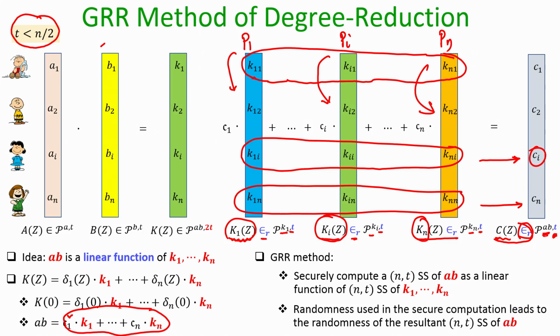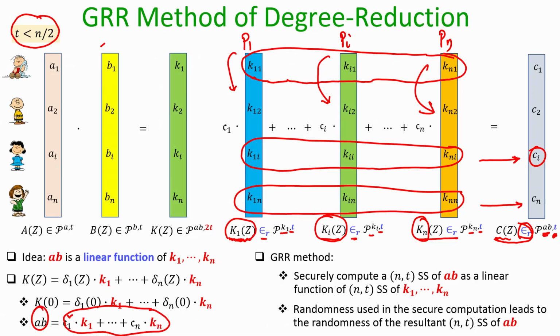And why is the constant coefficient ab? Because the constant coefficient will be C1 times the constant coefficient of the k1 polynomial plus C2 times the constant coefficient of the k2 polynomial plus Ci times the constant coefficient of the ki polynomial plus Cn times the constant coefficient of the kn polynomial, which we know is ab, right.